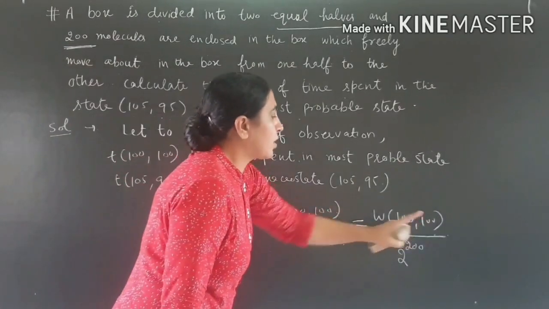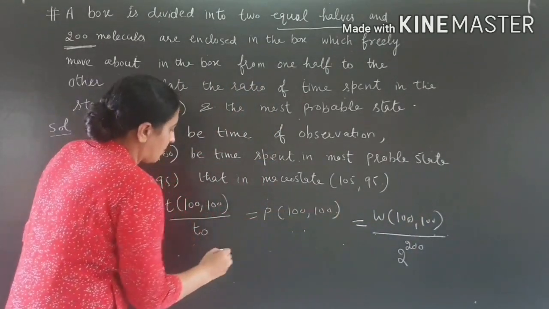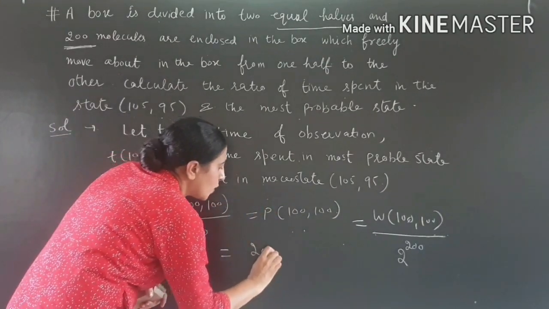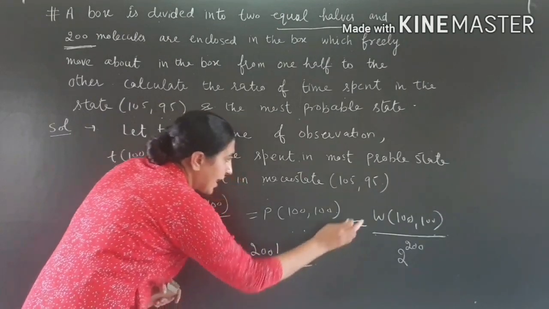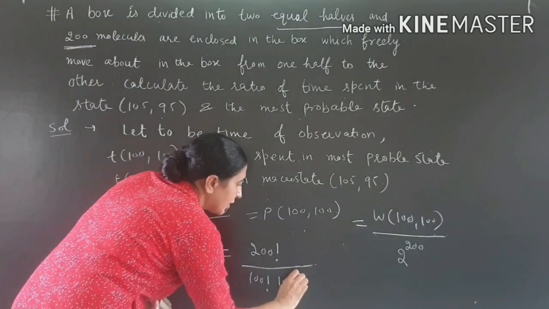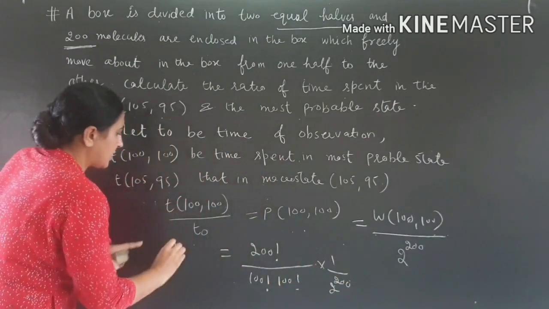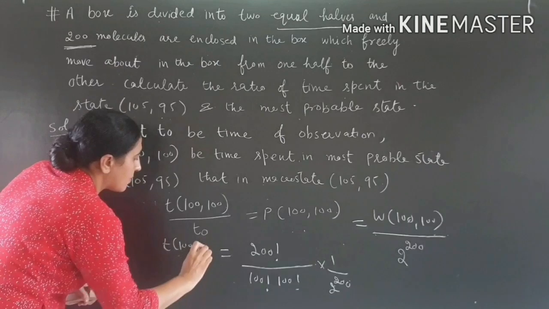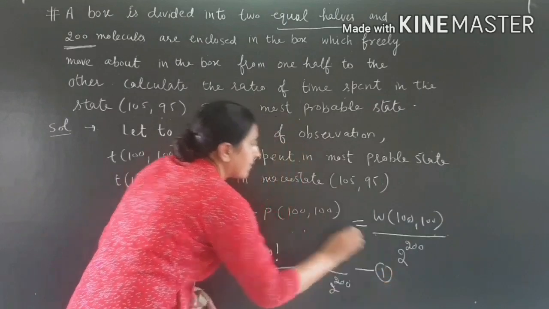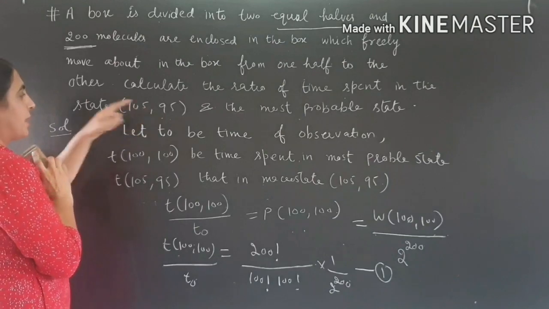Now W 100,100 is equal to n factorial, that is 200 factorial, divided by 100 factorial into 100 factorial, into 1 over 2 raised to power 200. This is T 100,100 divided by T0. This is equation number first. Clearly? Now we will find out T 105,95.